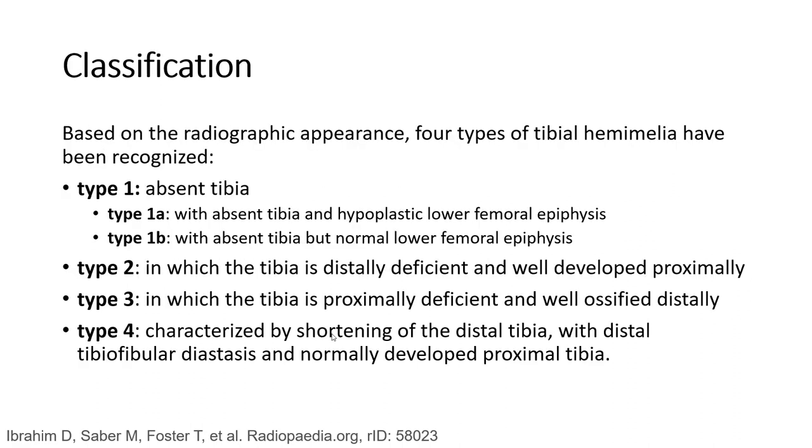Based on radiographic appearance, four types of tibial hemimelia have been recognized. First, absent tibia. Second, the tibia is distally deficient and well developed proximally. Third, the tibia is proximally deficient and well ossified distally. Type 4 is characterized by shortening of the distal tibia with distal tibiofibular diastasis and a normally developed proximal tibia.